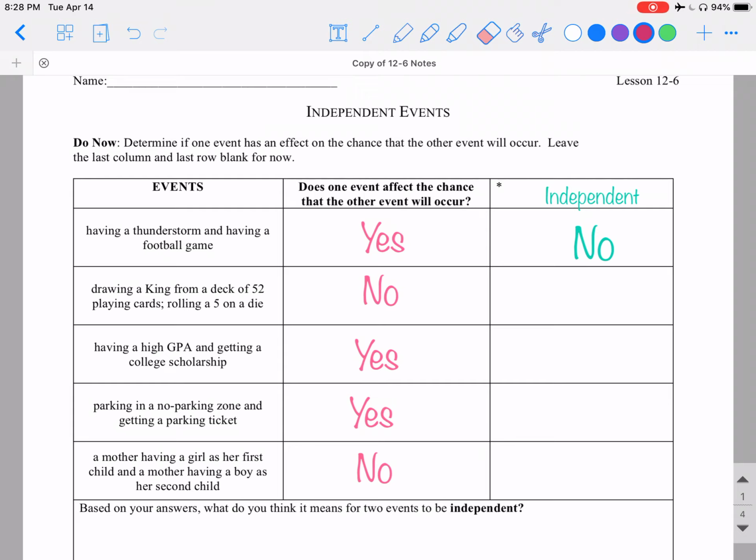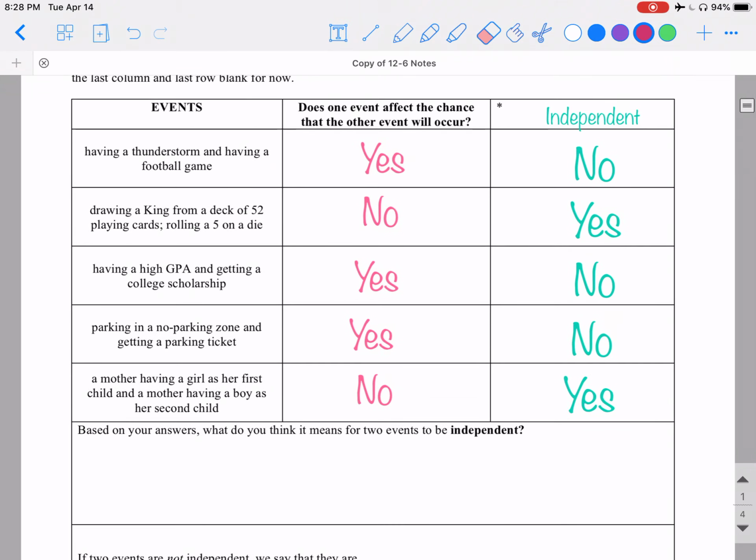But the next one, where one event has no effect on the other event occurring, these will be independent of each other. So it's kind of like everywhere we have a yes, we're going to put a no in the next column, and where we have a no, it's going to give us a yes in the next column. So if we take a second and think about this pattern here, we can answer the next question.